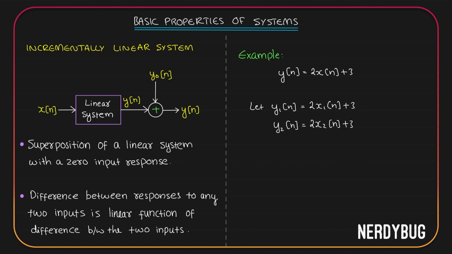Let's take the difference between the responses. Y1 of n minus y2 of n. So 2x1 of n plus 3 minus 2x2 of n minus 3. 3 and 3 get cancelled. We have 2 times x1 of n minus x2 of n. That is, the difference between two outputs is a linear function of the difference between their corresponding inputs.